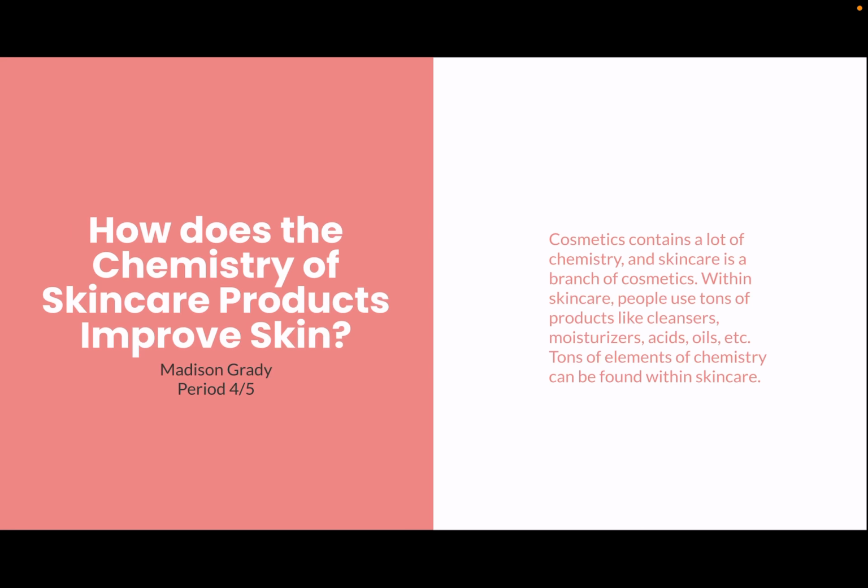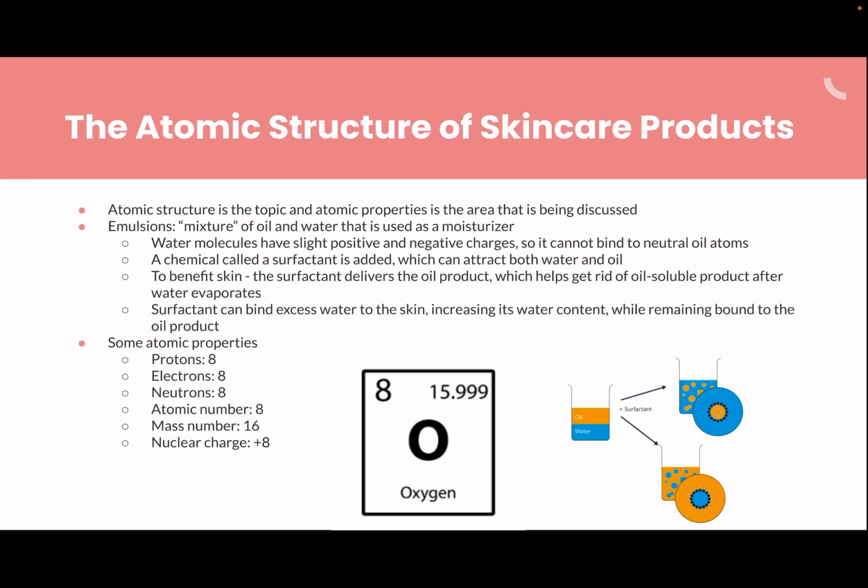How does the chemistry of skincare products improve skin? By Madison Grady. Cosmetics contains a lot of chemistry, and skincare is a branch of cosmetics. Within skincare, people use tons of products like cleansers, moisturizers, acids, oils, etc. Tons of elements of chemistry can be found within skincare.